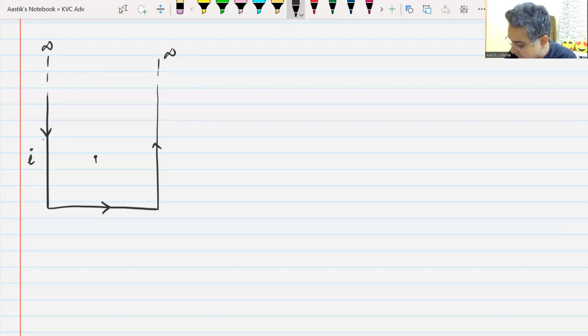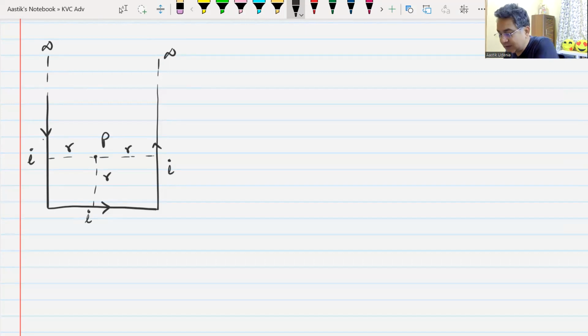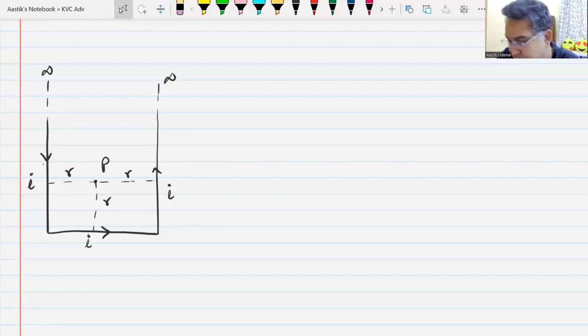You have a current carrying wire like this, and you have a point here. All the distances are R. You have to find the magnetic field at the point P. So how are you going to solve this?